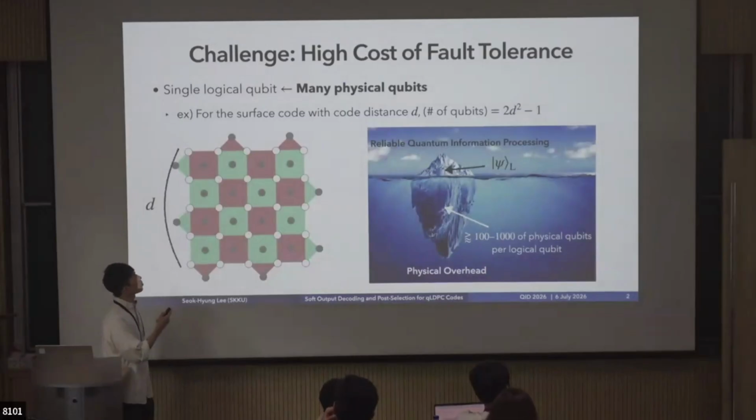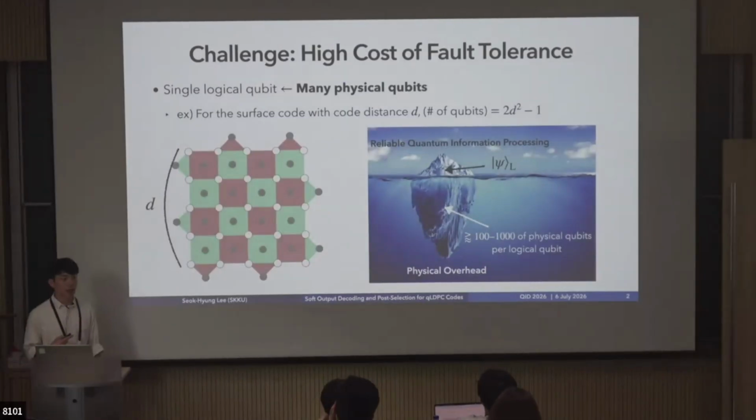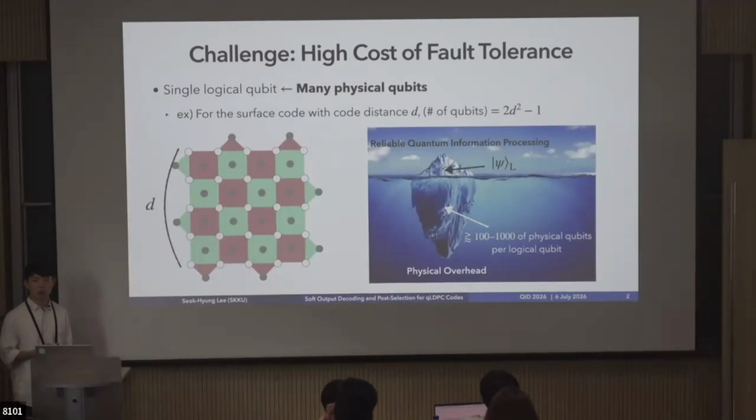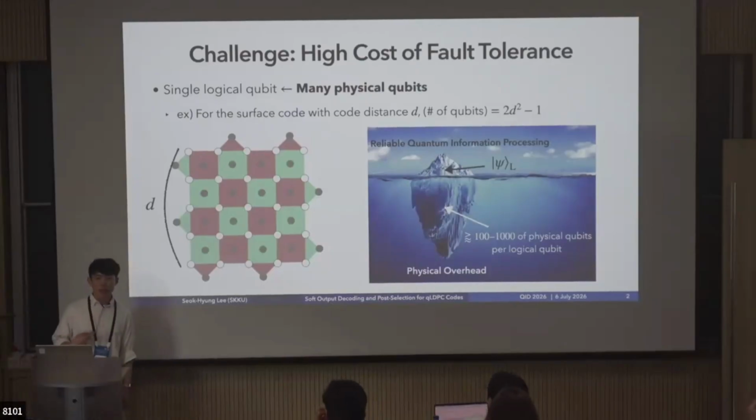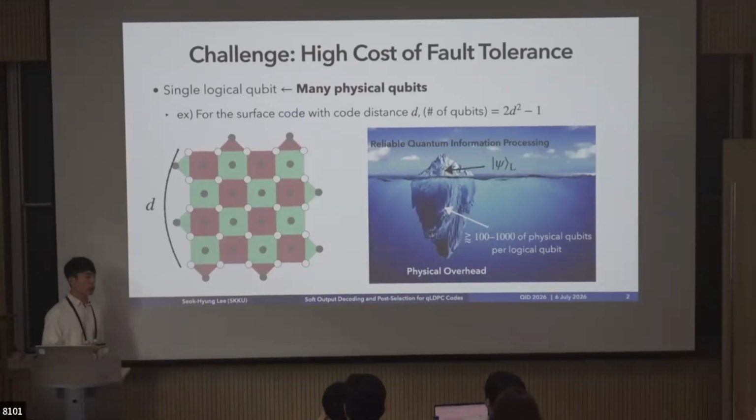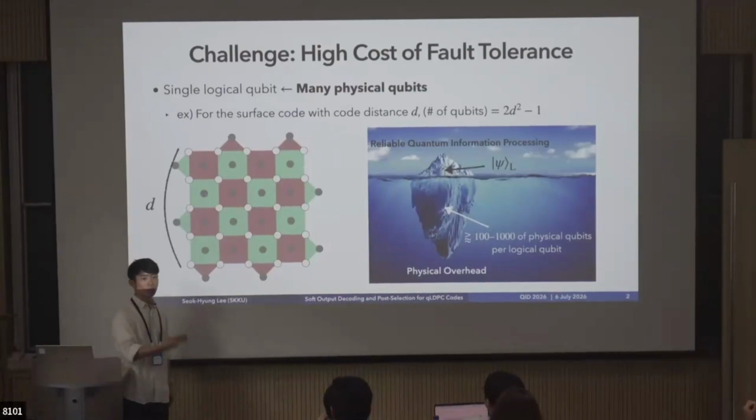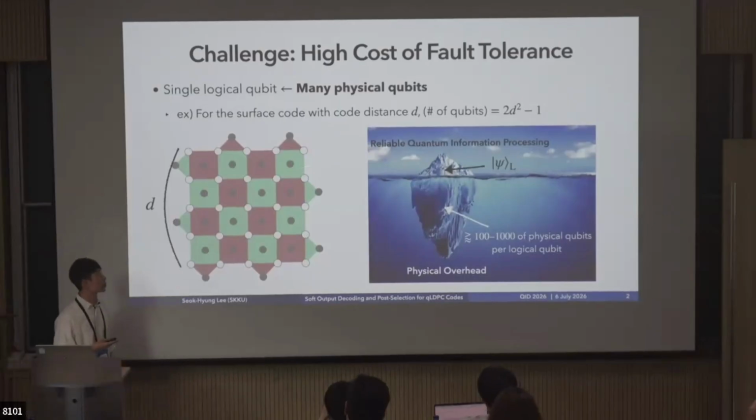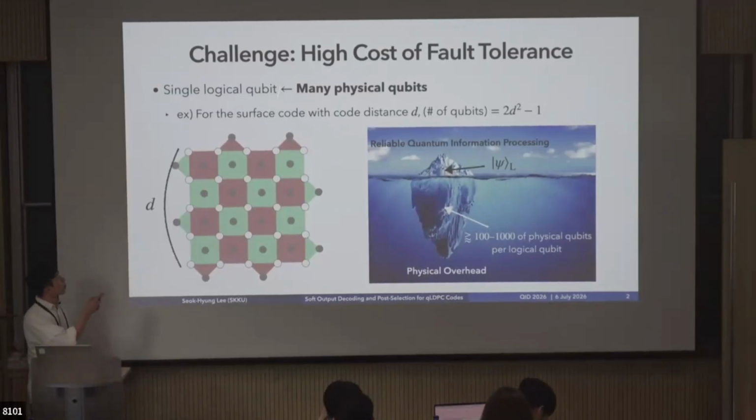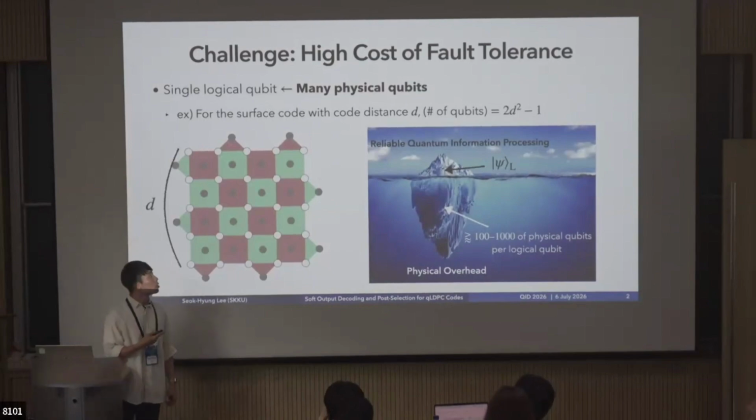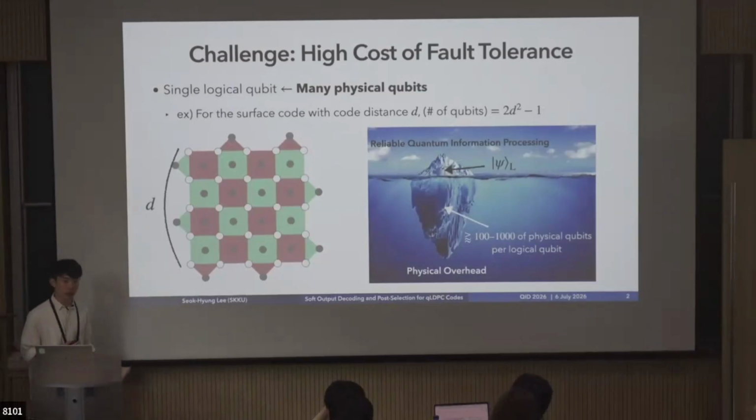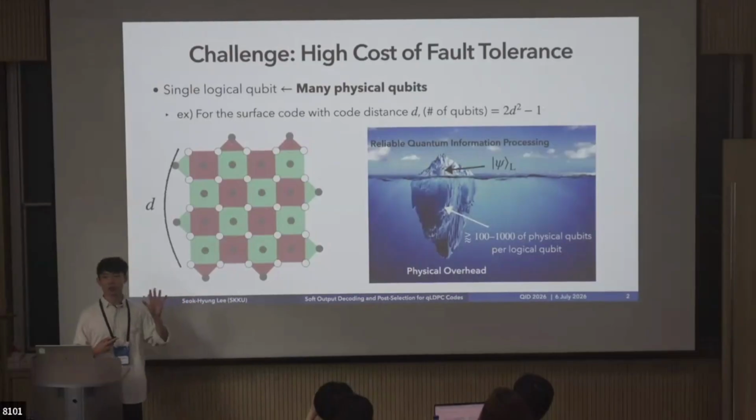So everybody will be familiar with this very well-known challenge of fault tolerance and quantum error correction. To encode a single or a few logical qubits, we need an enormous amount of physical qubits. For example, for the rotated surface code, when the code distance is d, we need 2d squared minus 1 physical qubits per logical qubit. This is the number only for memories.